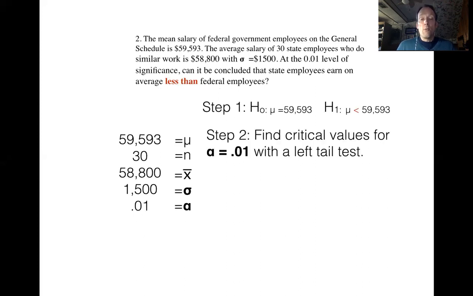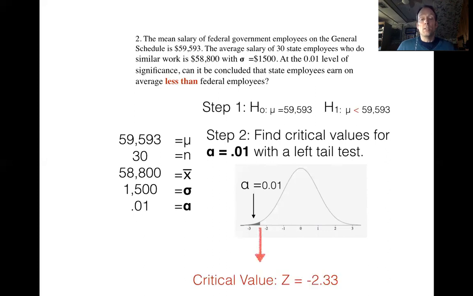We're going to think next about our critical values. We know that our alpha is 0.01 and we have a left tail test. That means we're going to go on our curve and we're going to shade in the lowest 1% of our curve. We're going to go in our Z table and we're going to find out which Z value comes the closest to 1% area in that curve. And that value is going to turn out to be negative 2.33. So we're going to write in that our critical value is equal to minus 2.33.